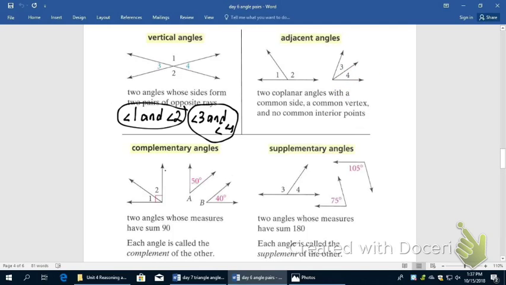Now, specific types of angles would be complementary angles. Any two angles that add to 90 degrees. They could be adjacent like this, but they don't have to be. They can be separated. Supplementary angles is when they add to 180, so a linear pair will always be supplementary, like 3 and 4 here. But any pair of angles like 75 degrees and 105 degrees that add to 180 are supplementary angles.